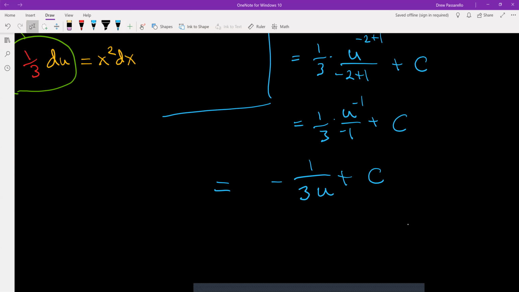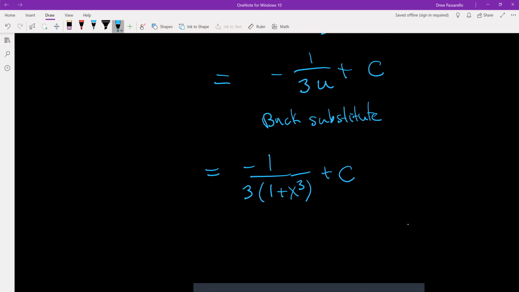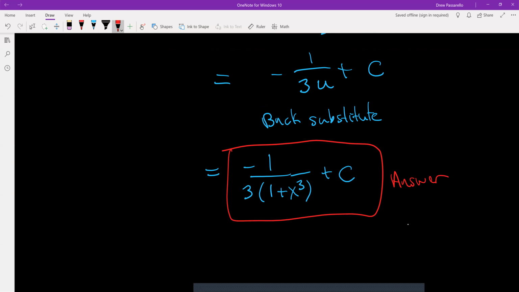Now we back substitute. So u was 1 plus x cubed, so this will be equal to negative 1 over 3 times, and then parentheses 1 plus x cubed, and then plus c. All right, so that's going to be the answer.